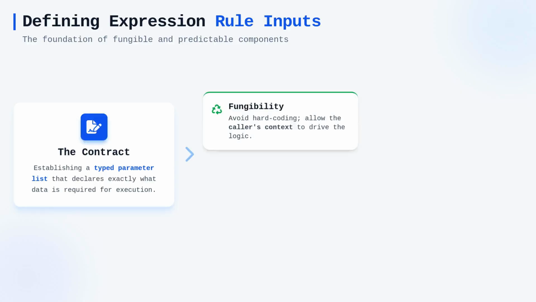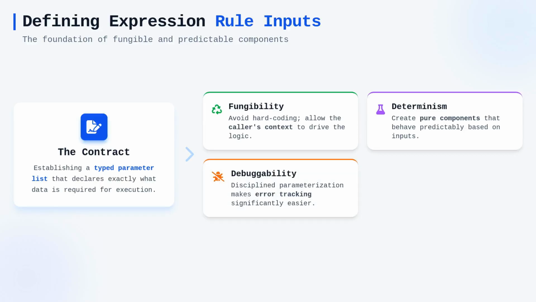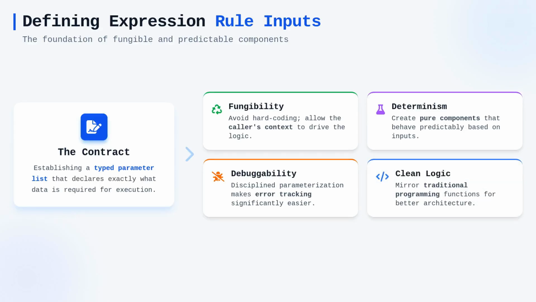Avoid the temptation to hard-code variable references directly inside the rule body, if those values might change based on the caller's context. By utilizing parameters, you ensure that the rule remains a pure, predictable component that behaves deterministically based on its inputs. This disciplined approach to parameterization makes your rules significantly easier to debug when something eventually goes wrong.